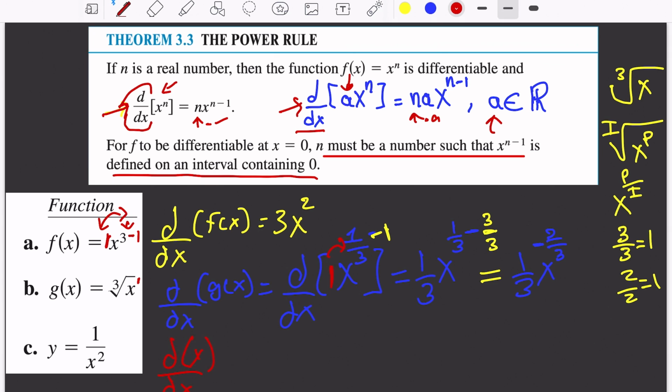Alright, so now we're ready to move on to the last problem, d with respect to x of y. We can say y, but it's in terms of x, just keep that in mind. So here we have 1 over x squared.